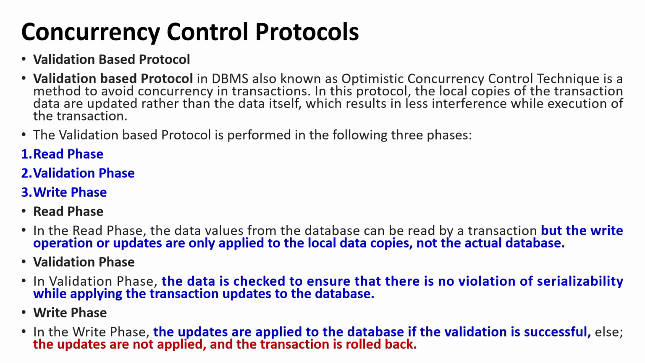In the read phase, the data values from the database can be read by the transaction, but the write operations or updates are only applied to the local data copies, not the actual database. Validation phase: in this, the data is checked to ensure that there is no violation of serializability while applying the transaction updates to the database. Write phase: the updates are applied to the database if the validation is successful. Otherwise, the updates are not applied and the transaction is rolled back.